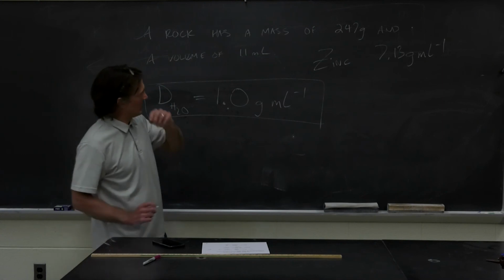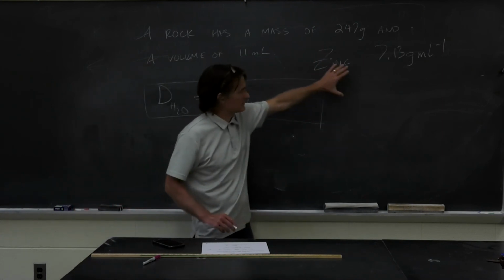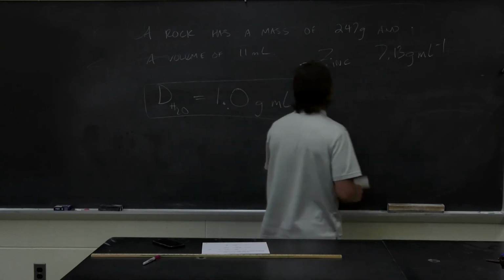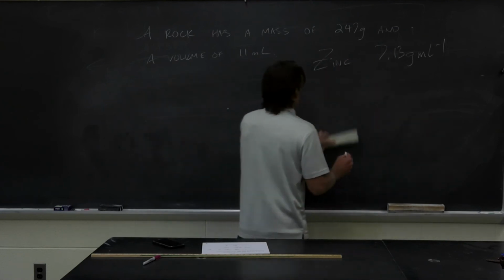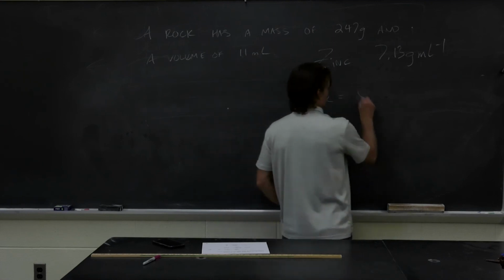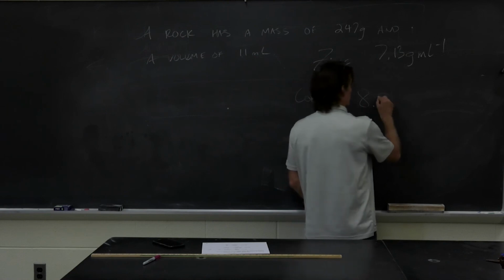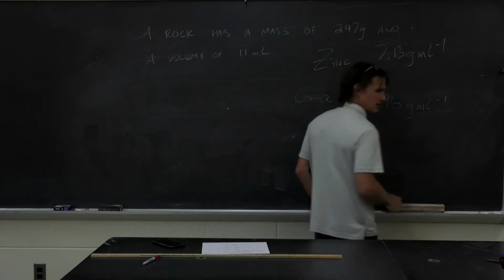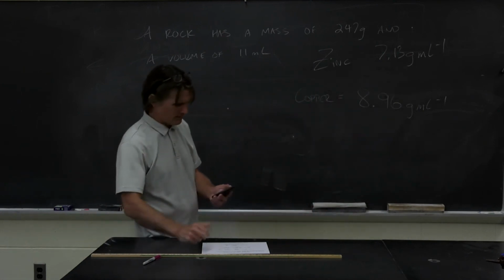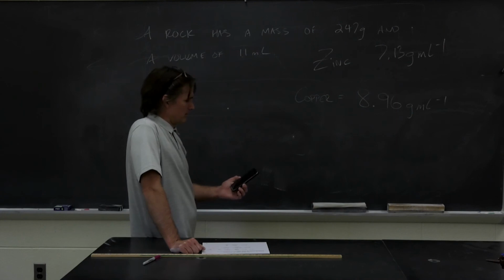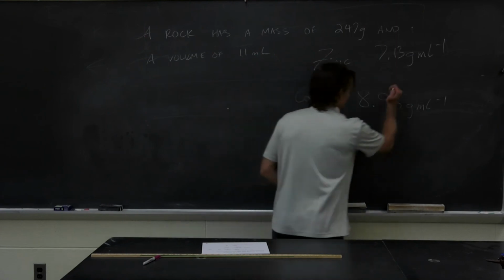So zinc, for example, like I mentioned before, if it's pure, its density is roughly going to be this. Copper has a density, if I remember correctly, is it 8.9? I think it's 8.96 grams per mil. Hold on, let me make sure that's right. Hey Siri, what's the density of copper? The density of copper is about 8.94 grams per... I was off a little bit. 8.94.